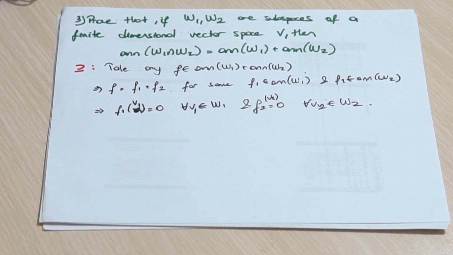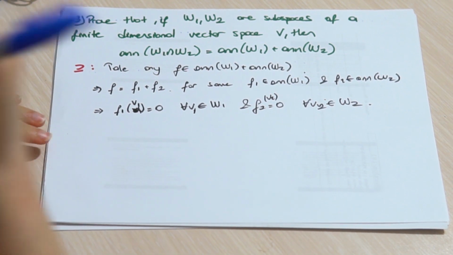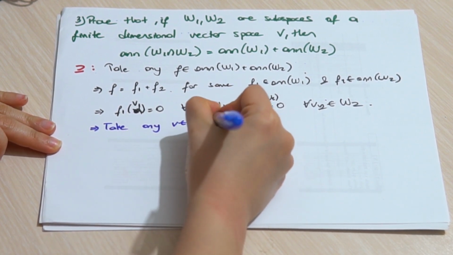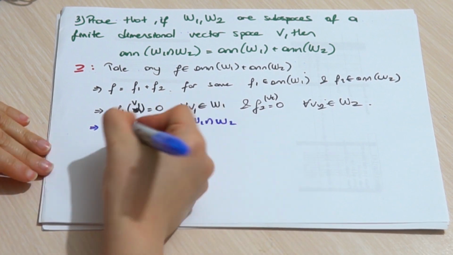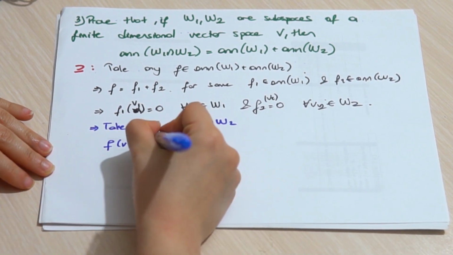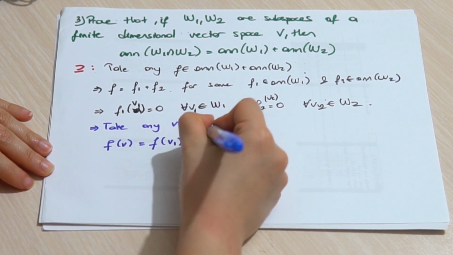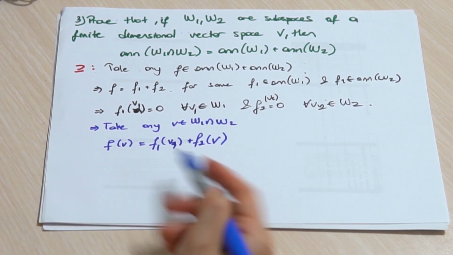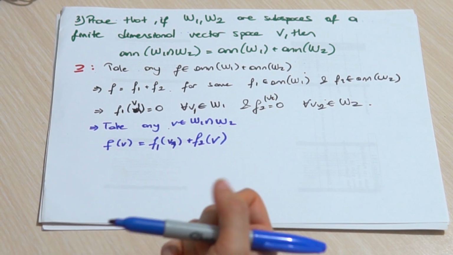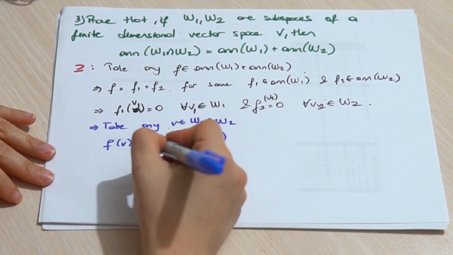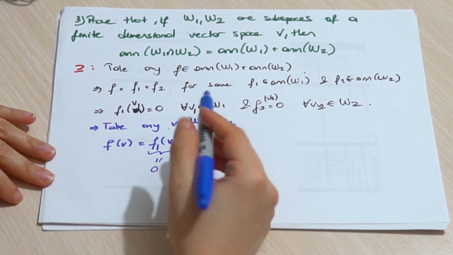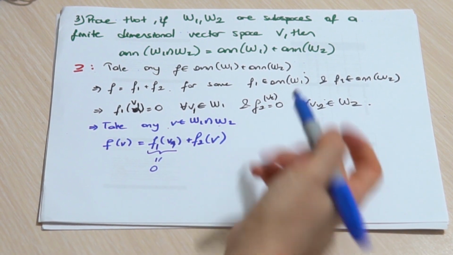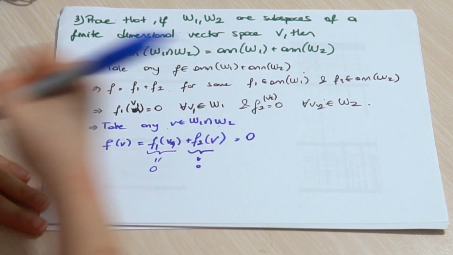These are coming from the definition of the annihilator. So let's take any v in W1 intersection W2. Let's look at f of v. f of v is equal to f1 of v plus f2 of v. Since we know that v is in the intersection, v is in W1, so f1 of v is equal to 0. Again, v is in W2, so f2 of v is equal to 0. So this is equal to 0.